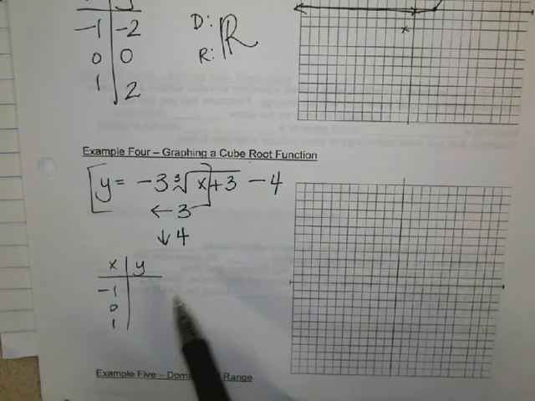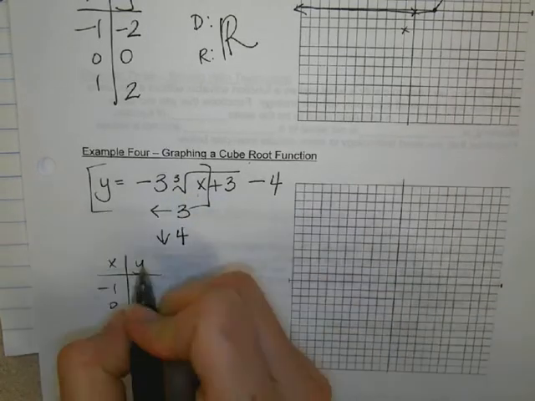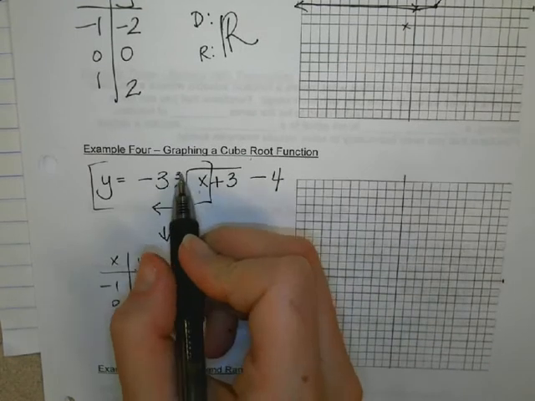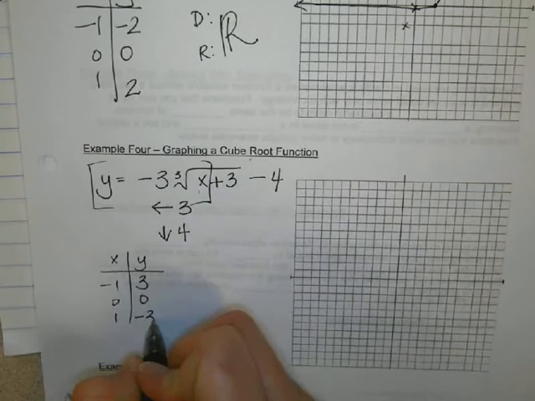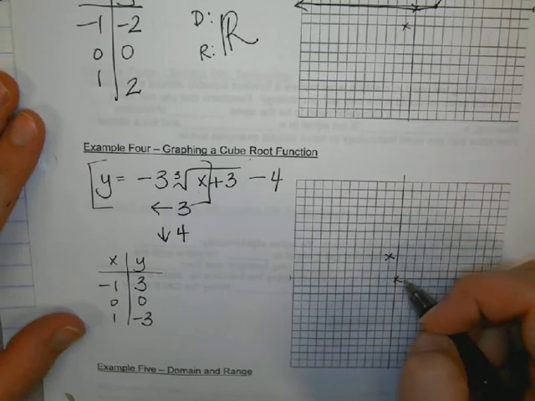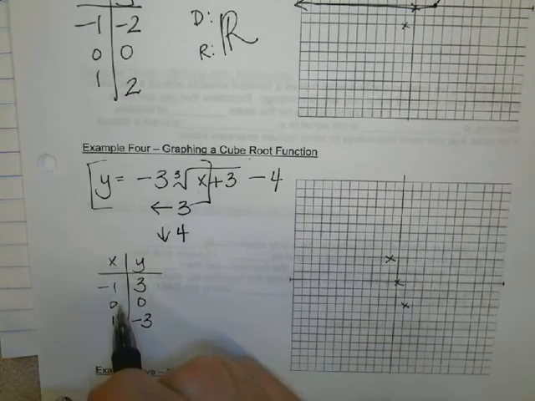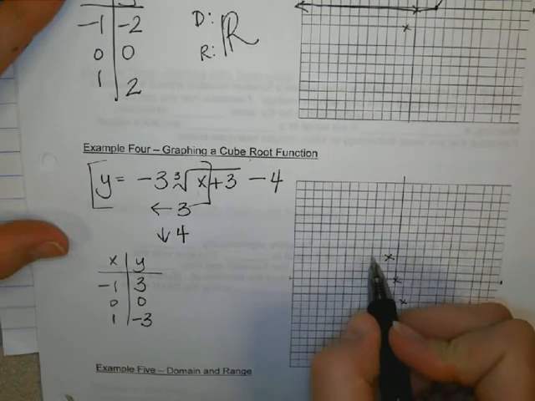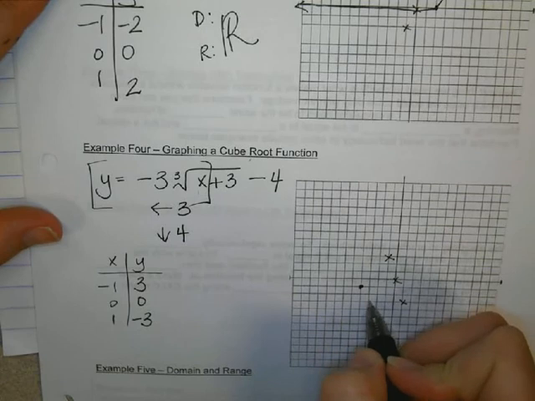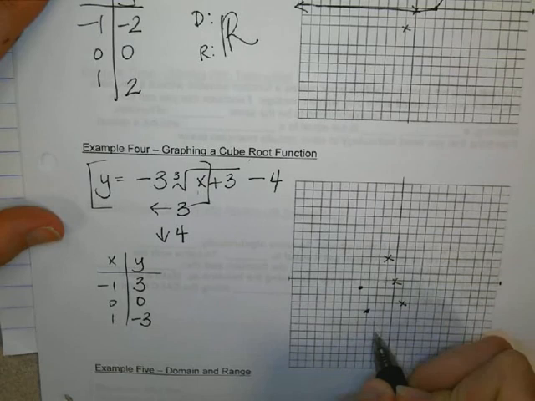When you plug in -1, the cube root of -1 is -1. -1 times -3 is 3. When you plug in 0, you get 0. When you plug in 1, cube root of 1 is 1. 1 times -3 is -3. So you have -1, 3, 0, 0, and 1, -3. And before we draw on our curve, we have to go left 3 and down 4. We're going to draw on our curve.